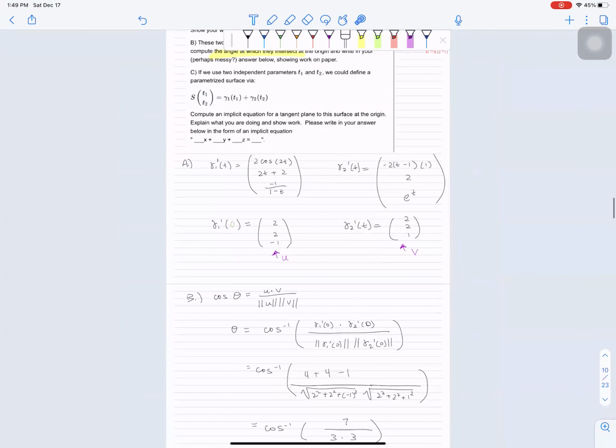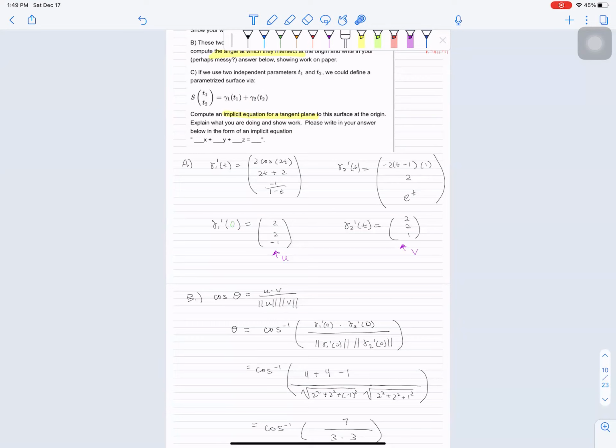Okay, and part C says, if we use two independent parameters, we could define a parameterized surface via this thing. But it says compute an implicit equation for a tangent plane to the surface at the origin. Explain what you're doing and show work. So generally, when you're trying to write an equation of a plane, we do generally use the implicit version of the equation.